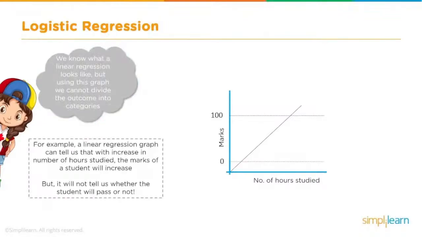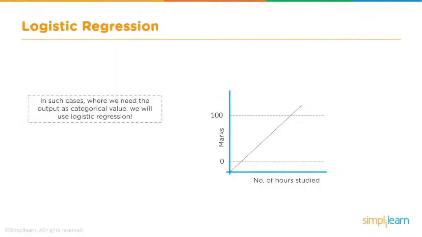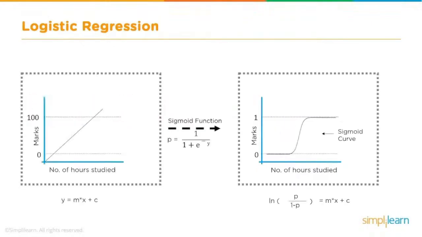For example, a linear regression graph can tell us that with an increase in number of hours studied, the marks of a student will increase, but it will not tell us whether the student will pass or not. In such cases where we need the output as a categorical value, we will use logistic regression. And for that we're going to use the sigmoid function. So you can see here we have our marks, 0 to 100, and number of hours studied. That's going to be what they're comparing it to in this example.